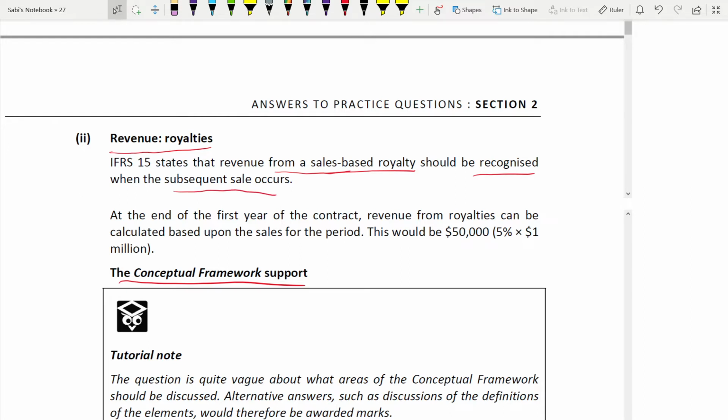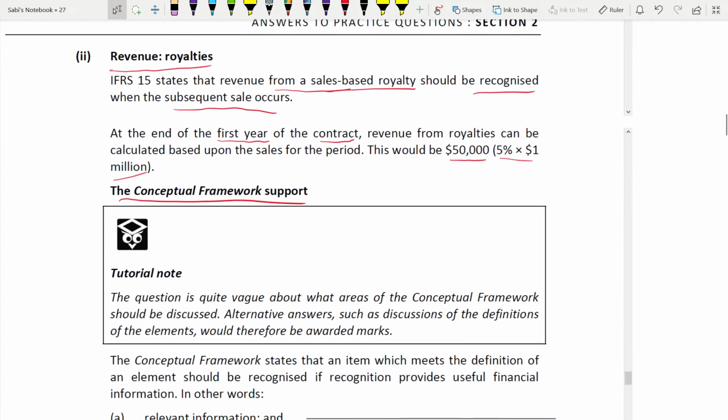When the sale occurs, you recognize that revenue. So at the end of the first year of the contract, revenue from the royalties can be calculated based upon the sales for the period. Now you are calculating: 5% of 1 million, because revenue was 1 million. Out of that only 5%, because the royalty is 5%. So you will be recognizing 50,000 at the year end.